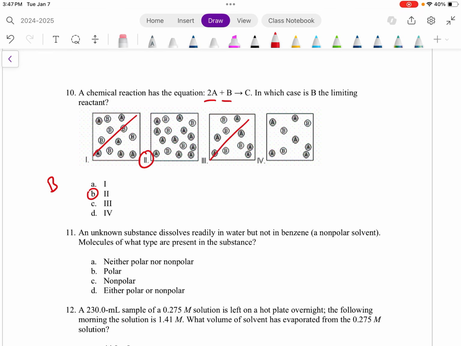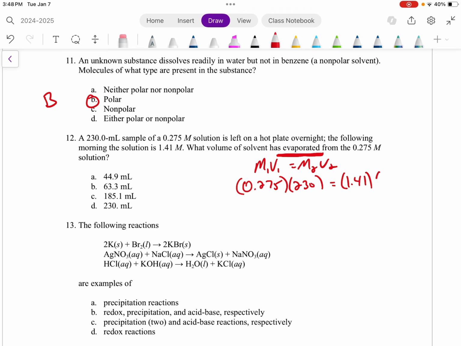M1V1 equals M2V2. We know that we started with 0.275 molarity, and we started with 230 milliliters of that. I'm not worried about sig figs here because the answers are very different, so sig figs are not going to matter. Again, save yourself some time. We go to 1.41, and we want to know what the volume of that is. X is, I believe, the 44.9, so that's the trap answer.